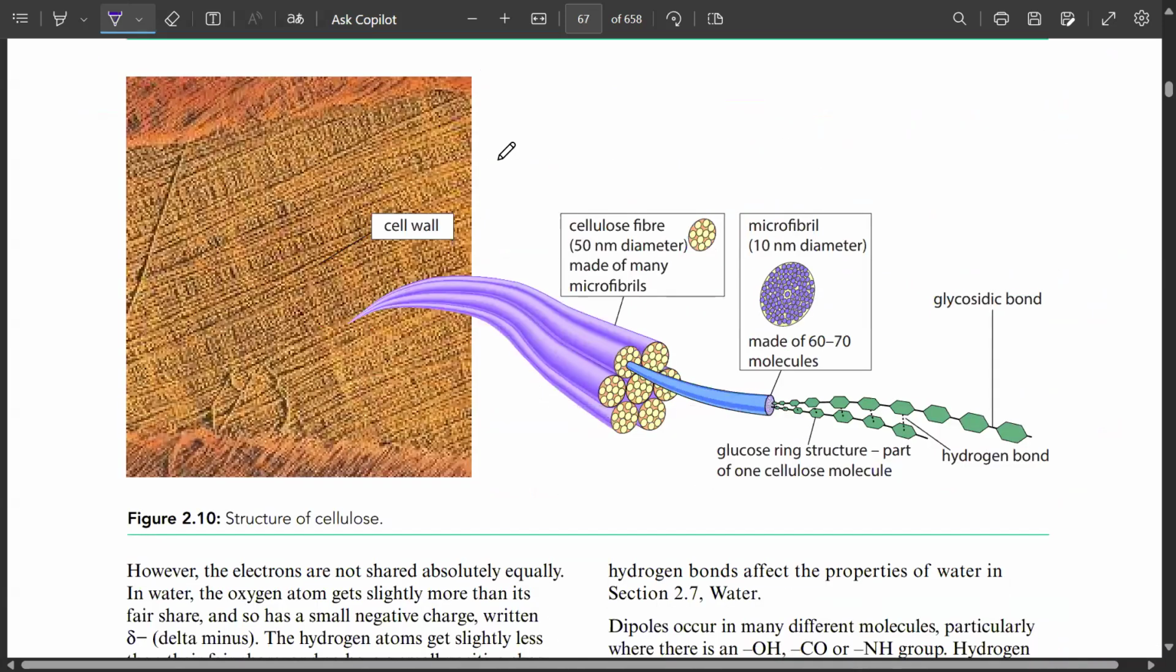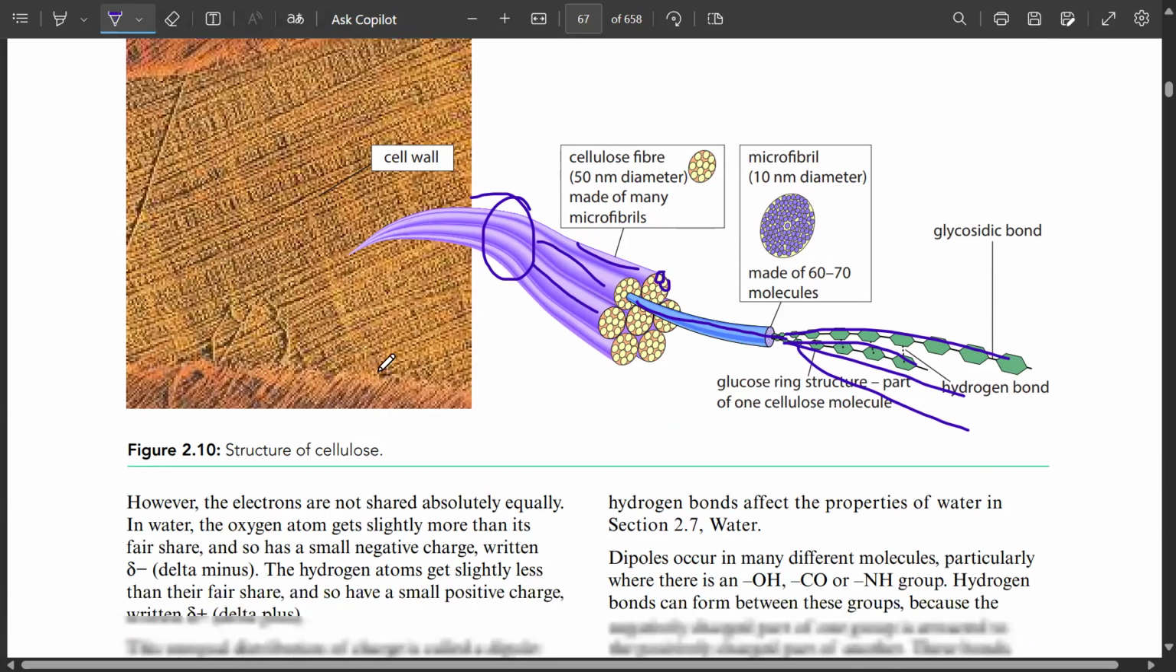Now, this is what you can see. A cell wall is made up of a bunch of microfibrils, and one cellulose fiber contains a bunch of microfibrils. Cell wall is made from cellulose fibers. This is one fiber, second fiber, third fiber. One cellulose fiber contains microfibrils. And one microfibril contains what? A lot of beta glucose chains. Got it?